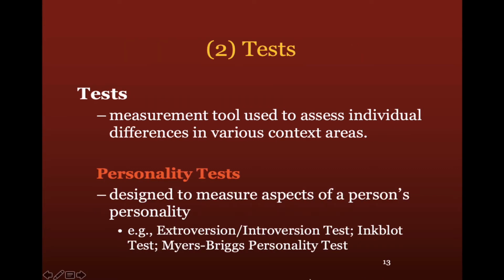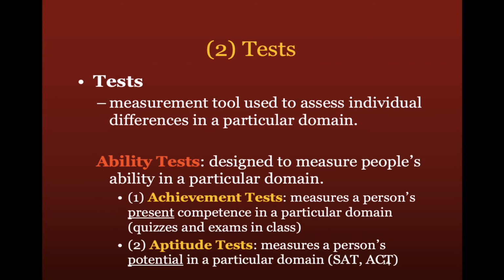The second type are tests. Now, tests are individual difference measures in regards to a particular content area. So oftentimes you'll think about personality tests, right? So if you're taking personality psychology, you might know about the Myers-Briggs personality test or the ink blot test. These are all tests that are trying to look at individual differences on personality. We also have ability tests. And these are tests to look at individual differences on someone's ability in a particular domain.